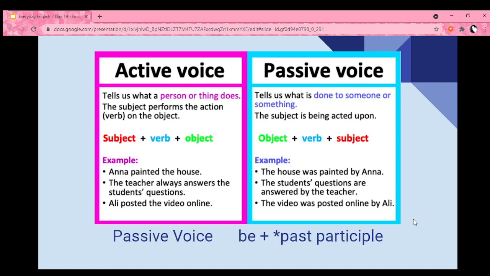So, how do we form passive voice? Well, we use verb to be in present, in past, etc. And usually we use past participle, like was painted, are answered, was posted, etc. So, let's practice this. Let's go to workbook page 40, exercise 1. We need to complete this article by putting the verb into the correct passive form.